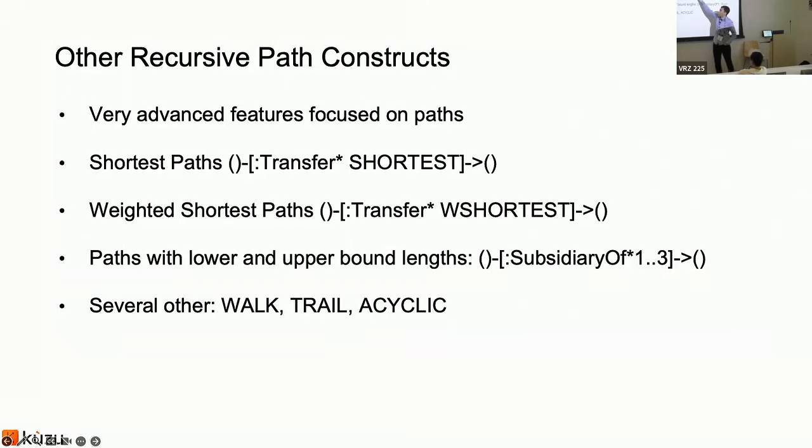And this will not find all paths after the star if you put shortest, but only the ones that have the shortest number of hops and things like that. Or you could do the lower and upper bound, like minimum and maximum length. And there's tons of other advanced things about the nature of the paths that you find.